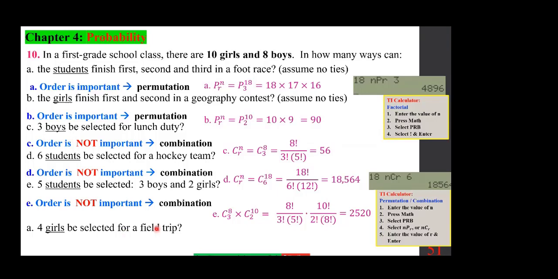4 girls selected for a field trip. So we go back, N is 10, we want 4. Order is not important. It's a combination. Therefore, C(10, 4). Again, technology or by hand makes no difference.